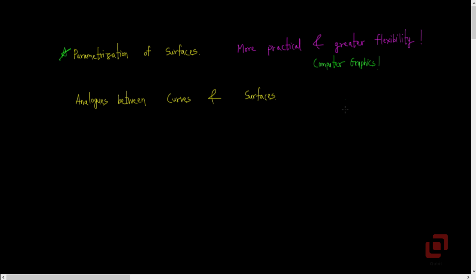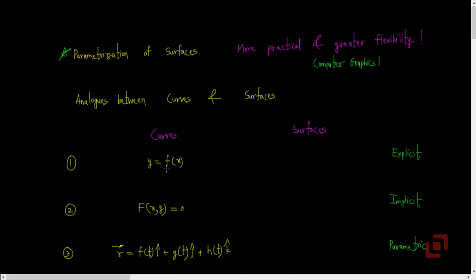First, let us compare the curves and the surfaces. We have already seen that there are three ways to represent any curve. The first one is the explicit way, y equal to f of x. Second one is the implicit way, f of x comma y equal to 0. And the third one is the new addition in the list, that is using parametric form.